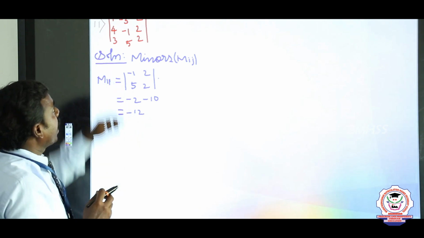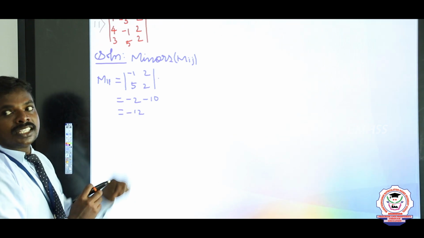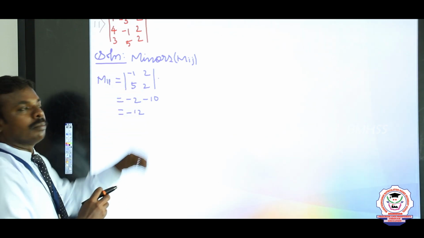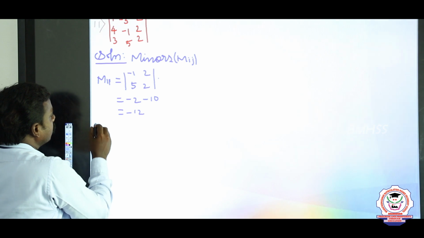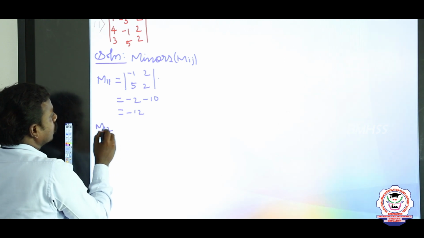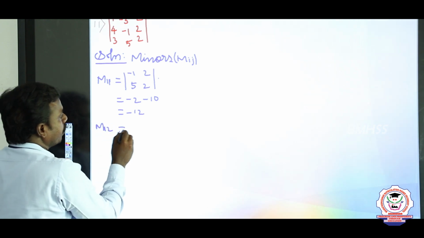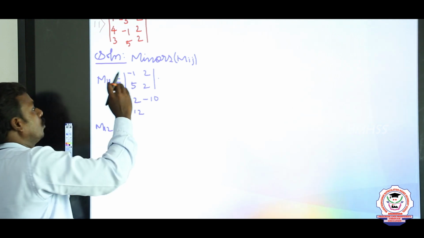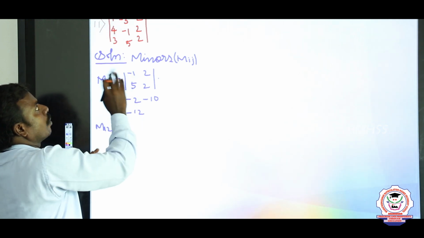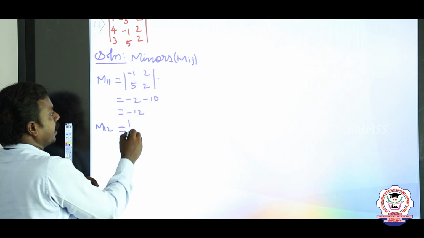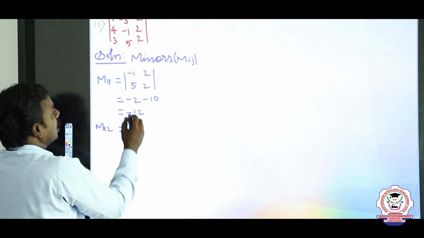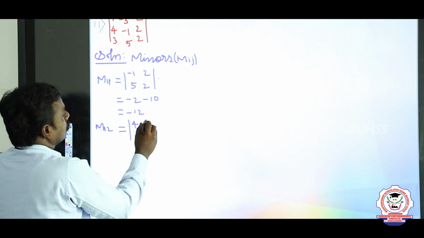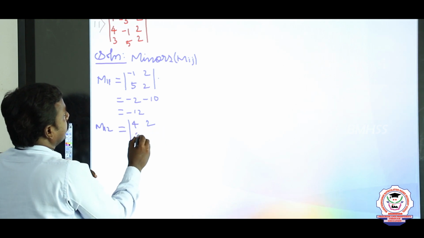Next I am going to find the minor of minus 3. That is the position of first row, second column, M12. From this I am going to omit the first row, second column. What are the remaining elements? I am going to find the determinant of the remaining elements. That is 4 2 3 2.